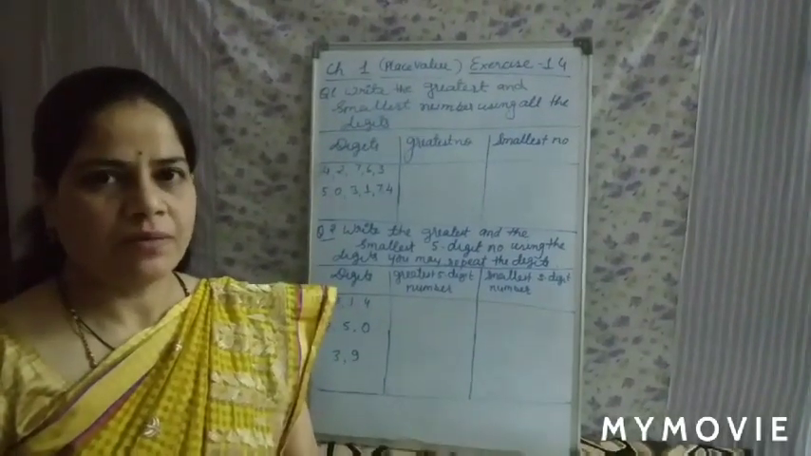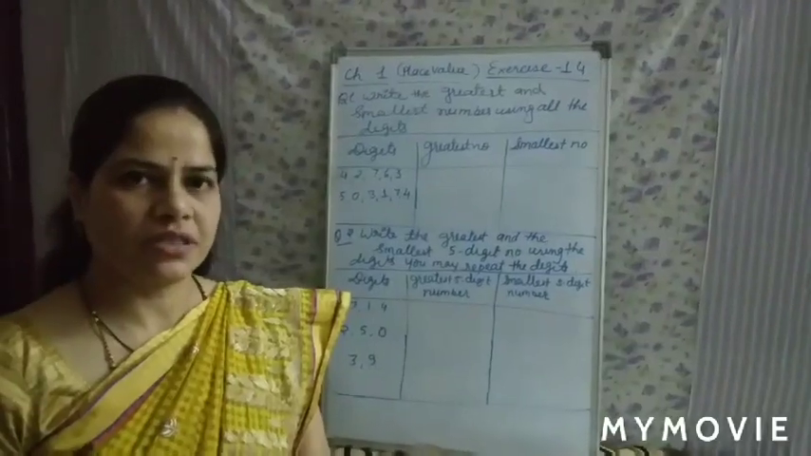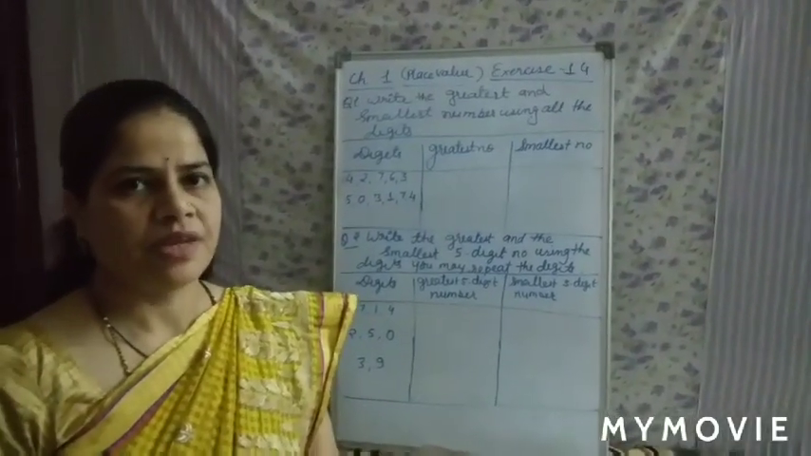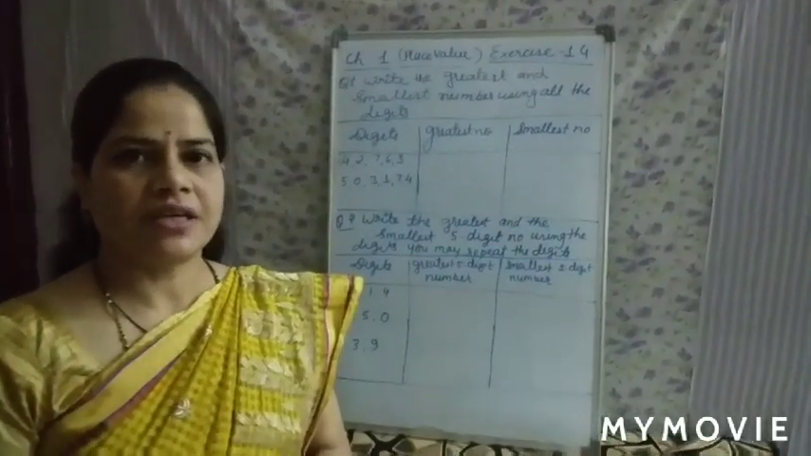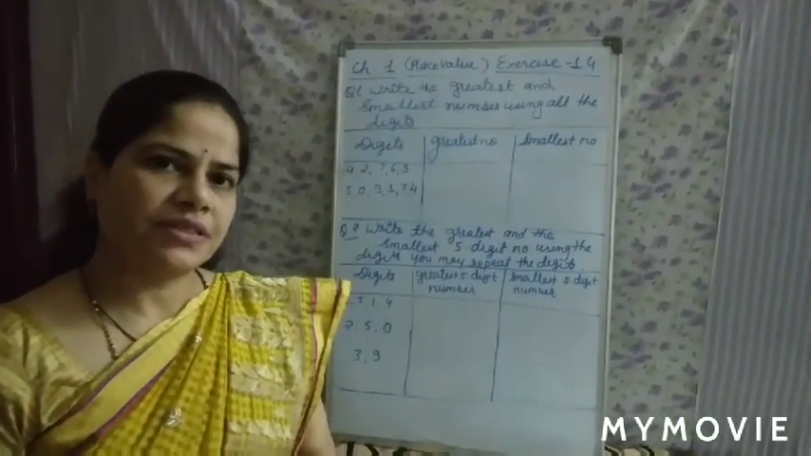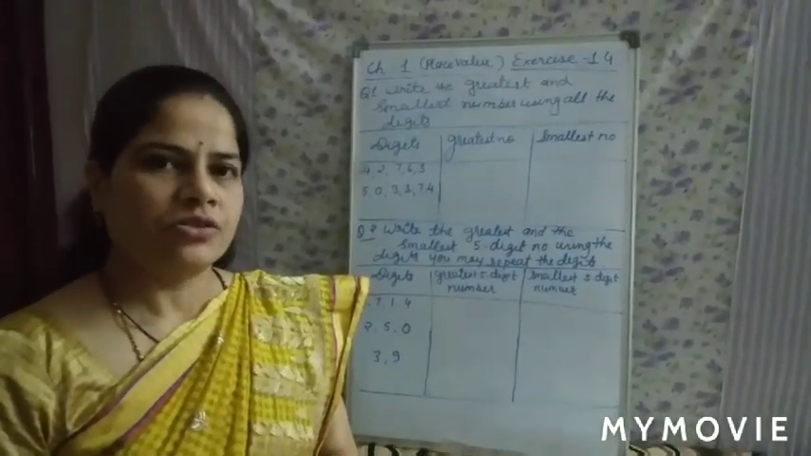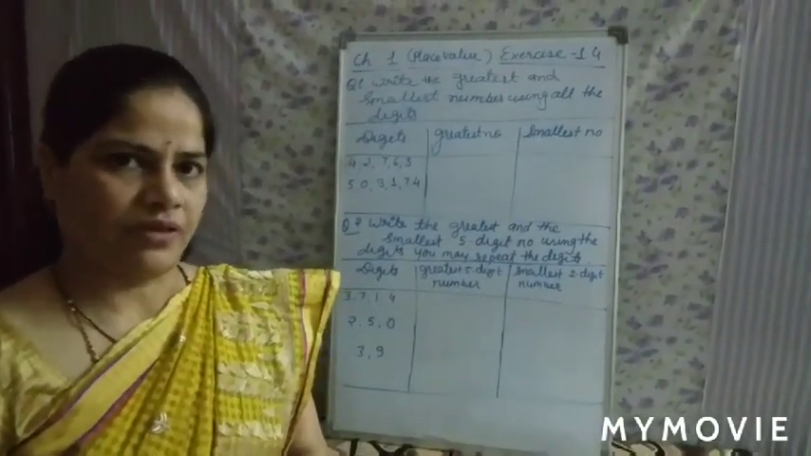In the month of April, we have completed exercises 1.1, 1.2, and 1.3 of chapter 1, place value. Now in this class, I am starting exercise 1.4. I will take revision of previous exercises in the online classes. Okay, so let's start with question number 1.